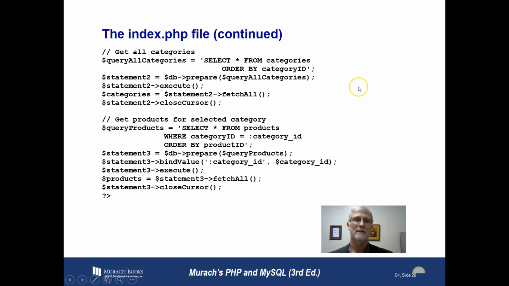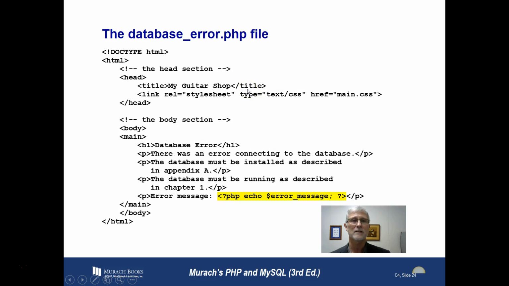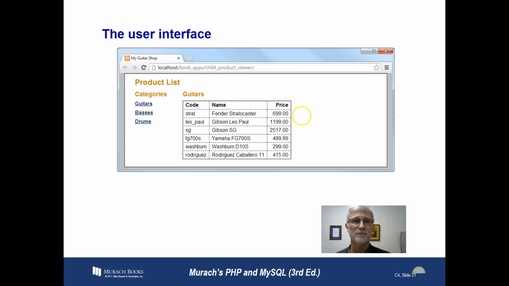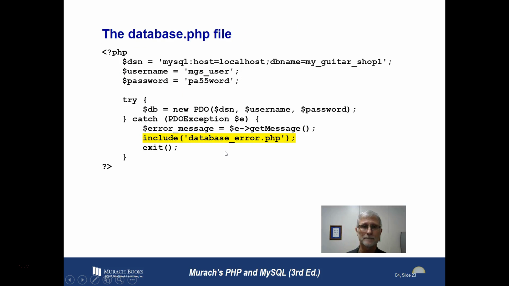Now, think of what this looks like the first time it's called. You get a title, I got links to the different categories, and then I'm defaulting a start of guitars and then all the guitars and prices in that. So you can kind of see we probably have a couple of different methods going on here as far as how we're going to gather data.